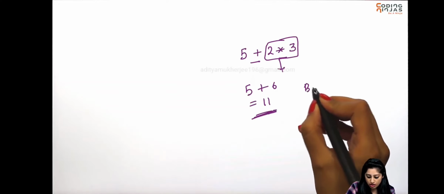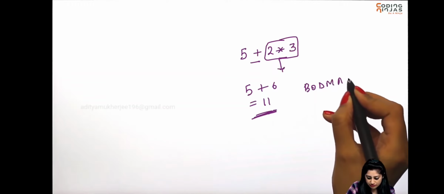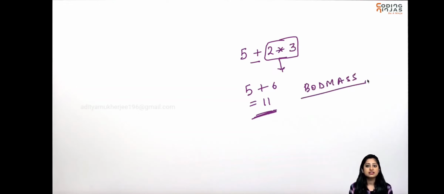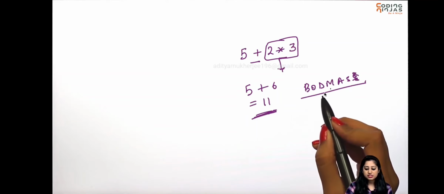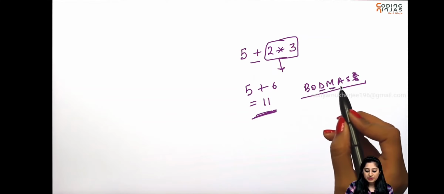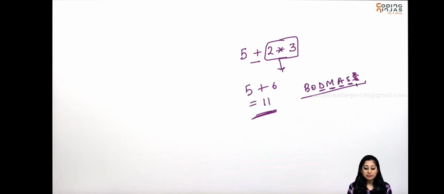So I'm sure you all must have actually seen BODMAS or used BODMAS somewhere. So bracket of, division, multiplication, addition and subtraction, right? So that means if there is a bracket in an expression, bracket has highest precedence. If bracket is not there, then the precedence is decided based on BODMAS. This is for arithmetic operators, right?